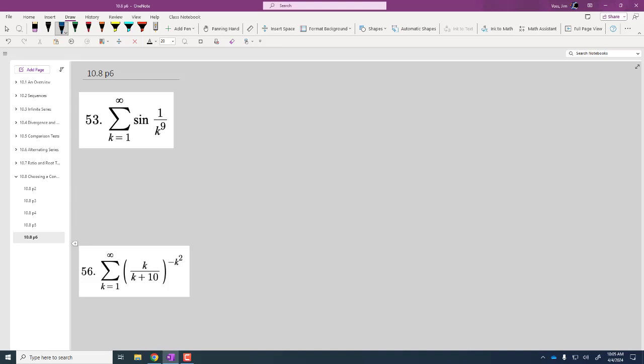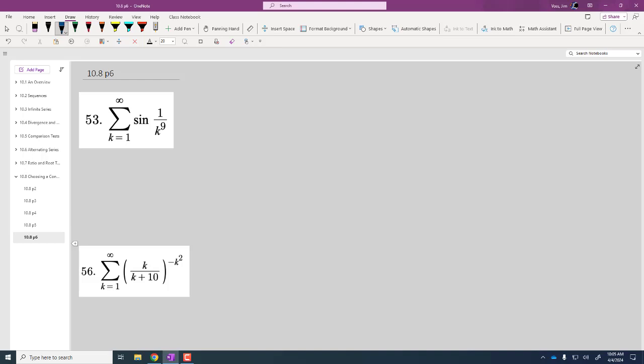All right, how about this series? Divergence test? Okay. So the divergence test says if the limit is not 0, it diverges. What is the limit of that? It doesn't work for this one. The limit of that is 0.